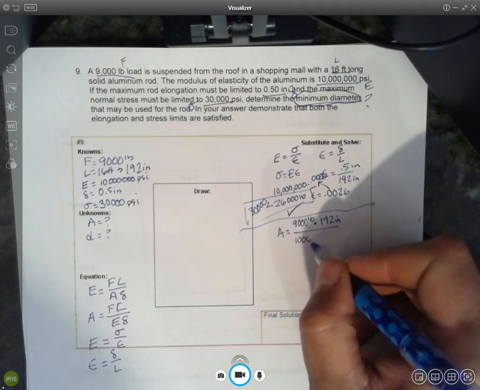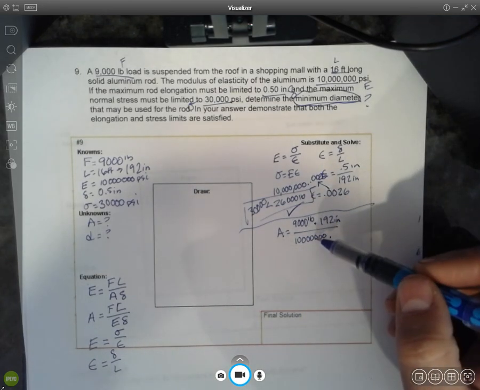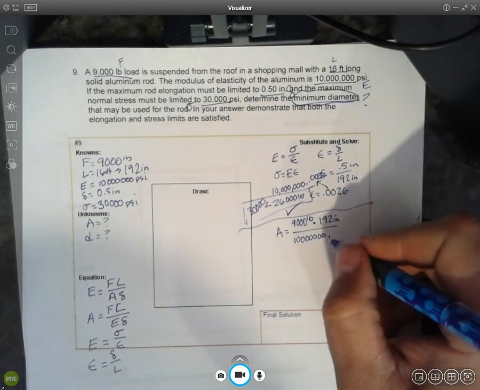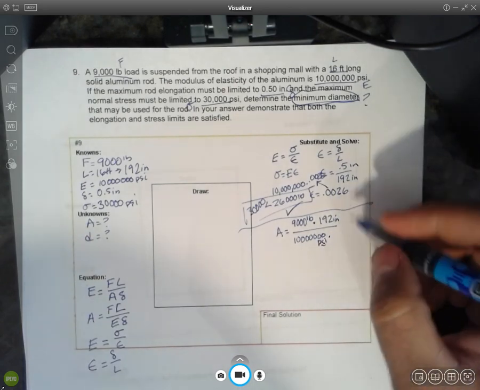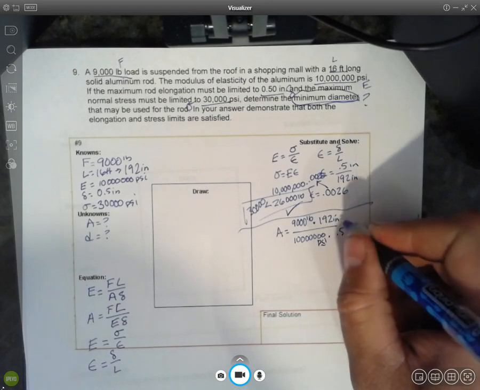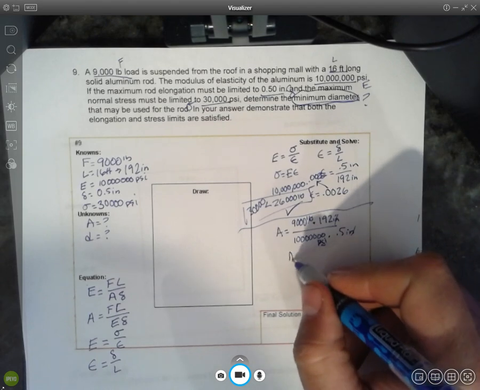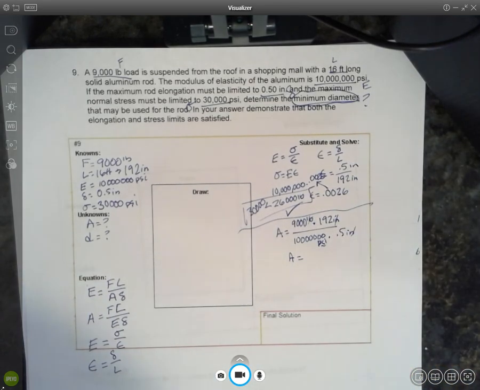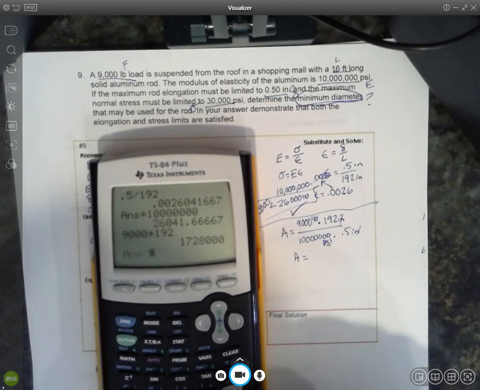the modulus of elasticity, 10 million psi, times the deformation, 0.5 inches. So those inches cancel, the pounds cancel, and we'll get our area in inches squared. I'm going to go ahead and do 9,000 times 192, enter, divide by, in parentheses, 10 million.